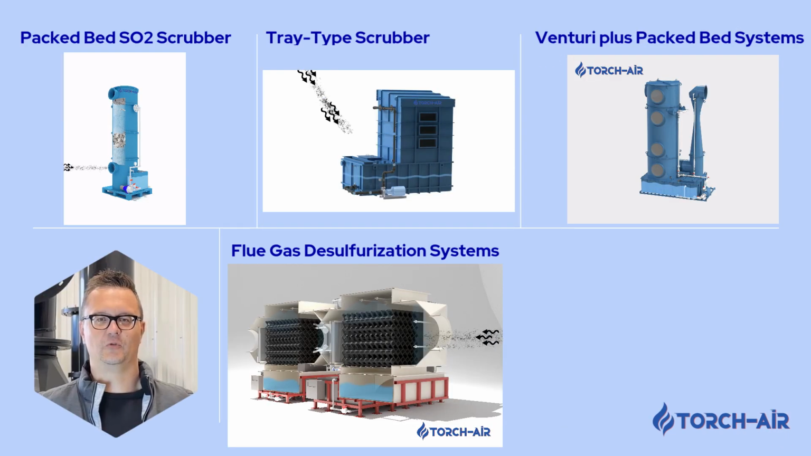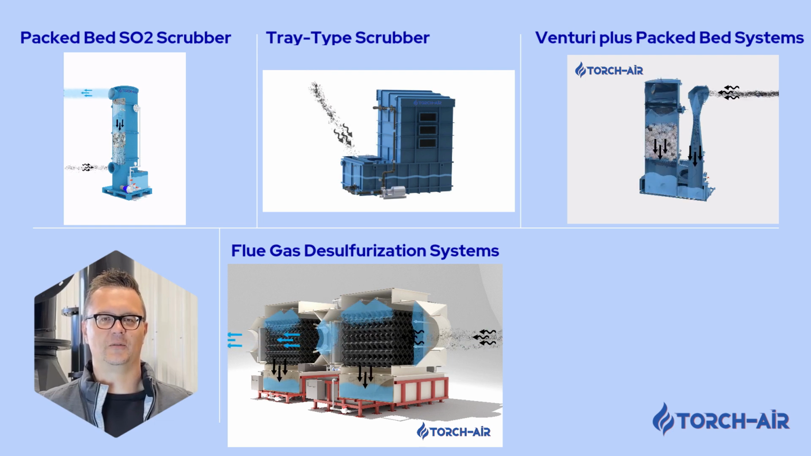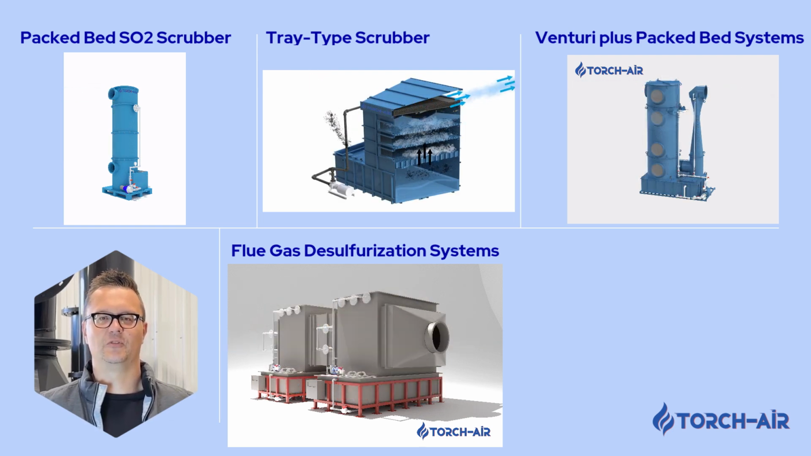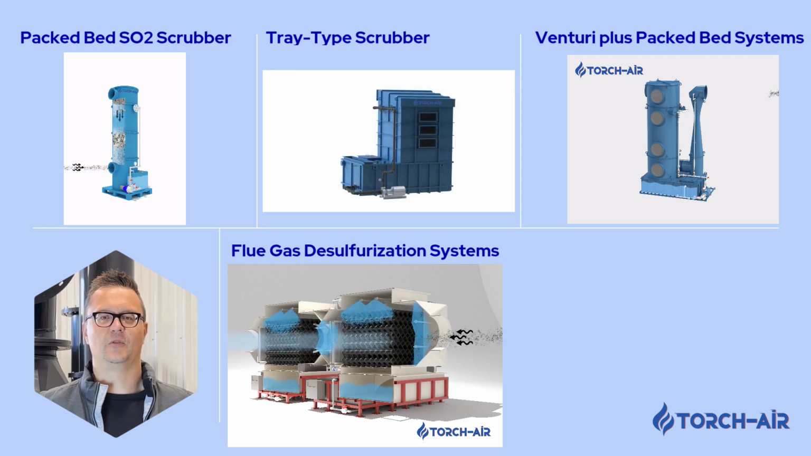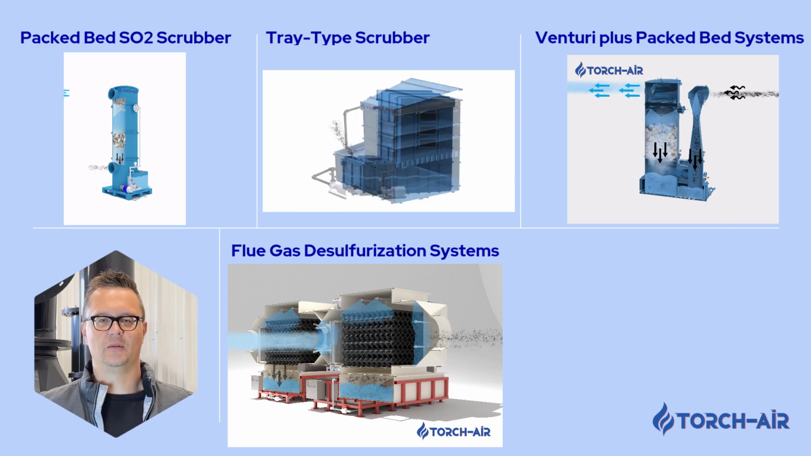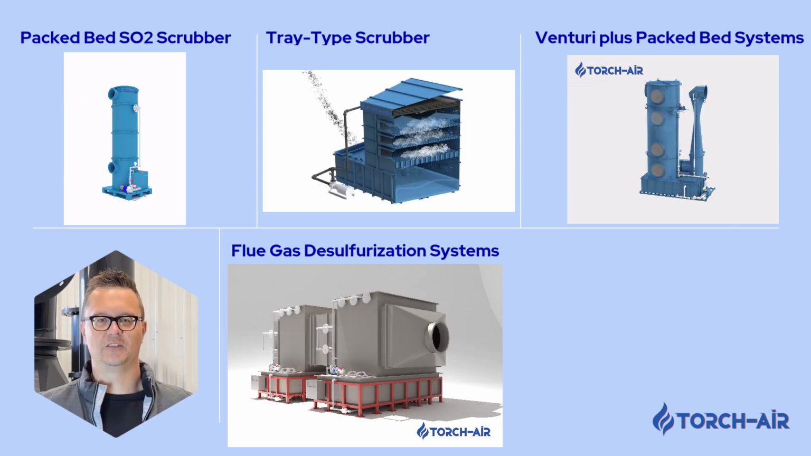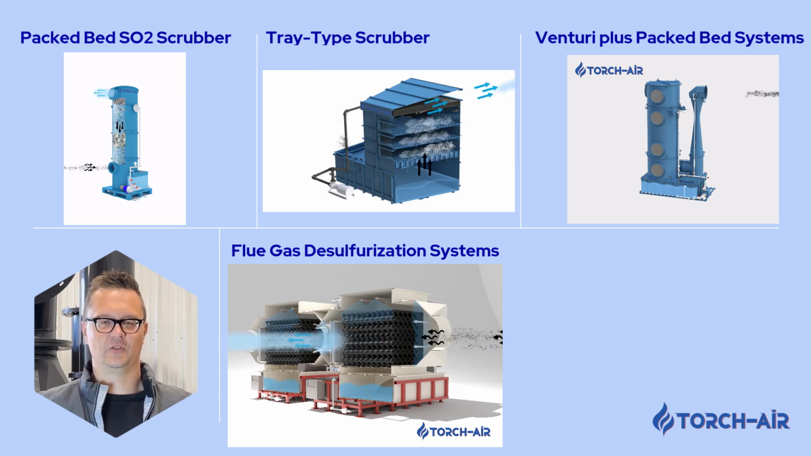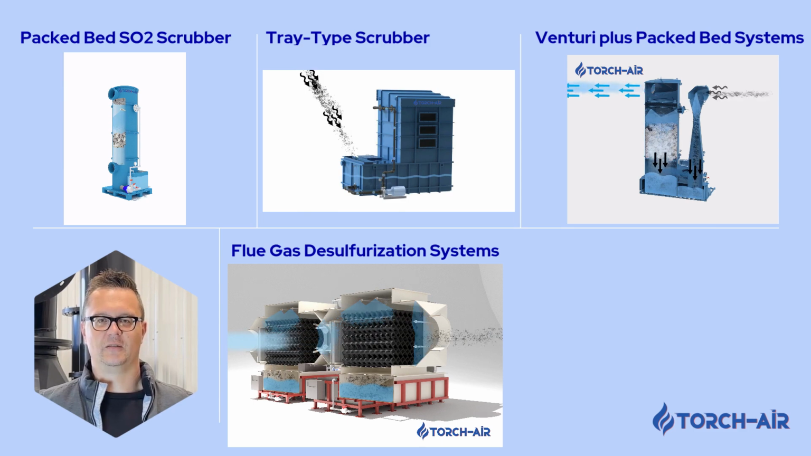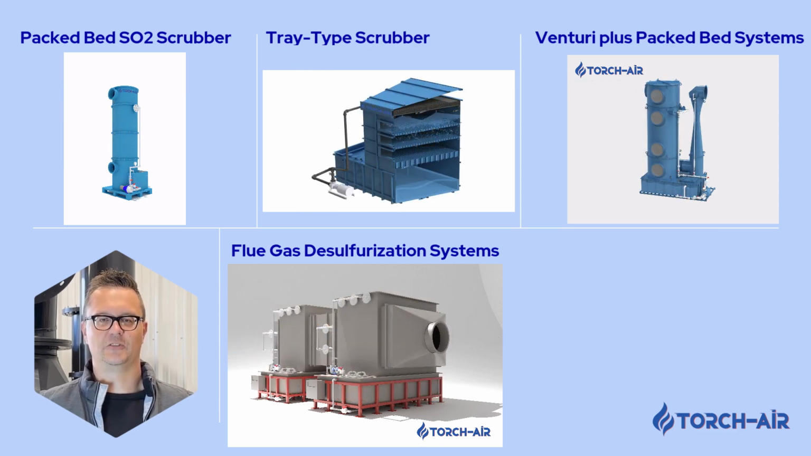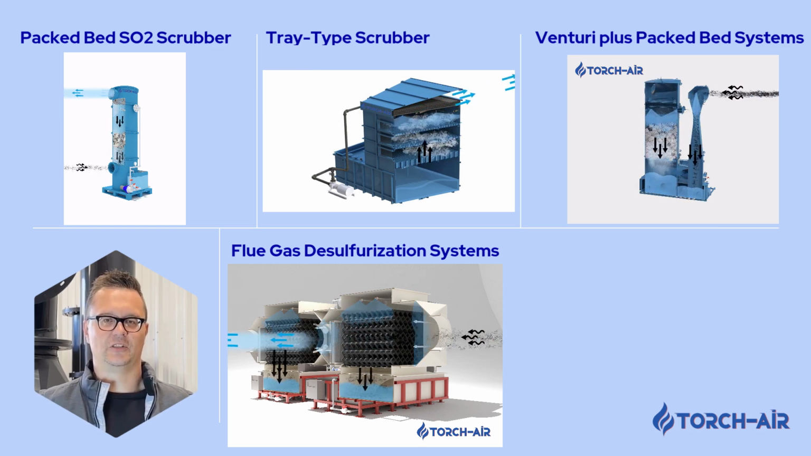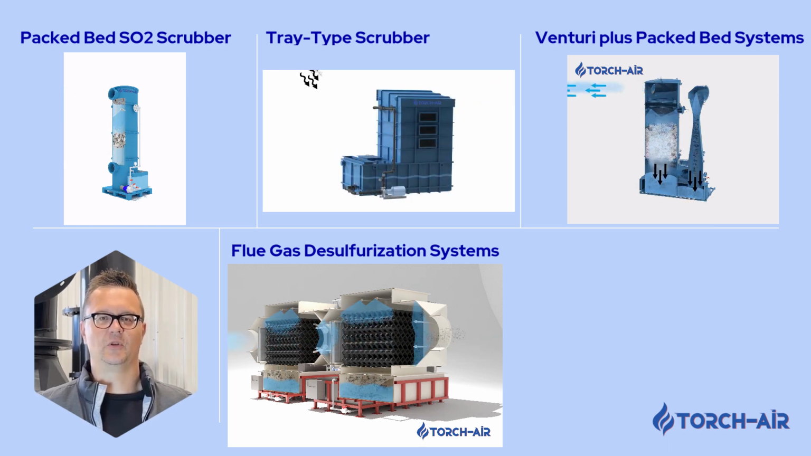Torch Air SO2 scrubber technologies. Torch Air designs SO2 scrubbers using several proven configurations. Packed bed SO2 scrubbers are used for high efficiency sulfur dioxide removal. Tray type scrubbers are used for large gas volumes and dirty exhaust. Venturi plus packed bed systems are used when particulate and SO2 are present together. Flue gas desulfurization systems are used for power plants and large combustion sources. A scrubber is not just a tower, it is a controlled chemical process.